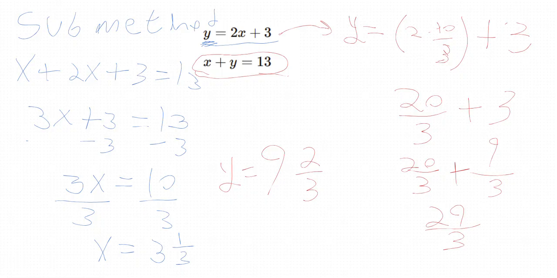So let's take a look here. X plus y should equal 13. Does 3 1/3 plus 9 2/3 equal 13? Well, 1/3 plus 2/3 is just 1. So we have 9 plus 3 plus 1, which is 13.